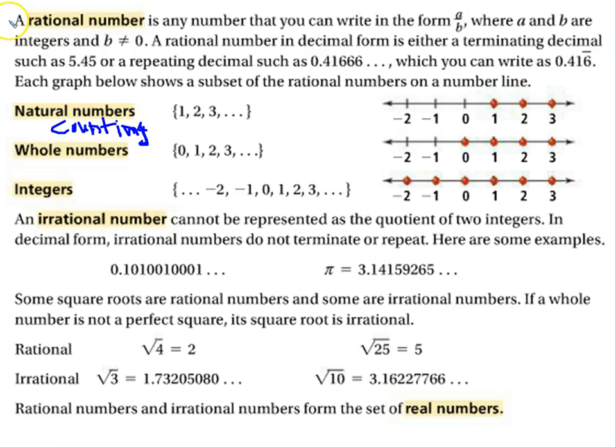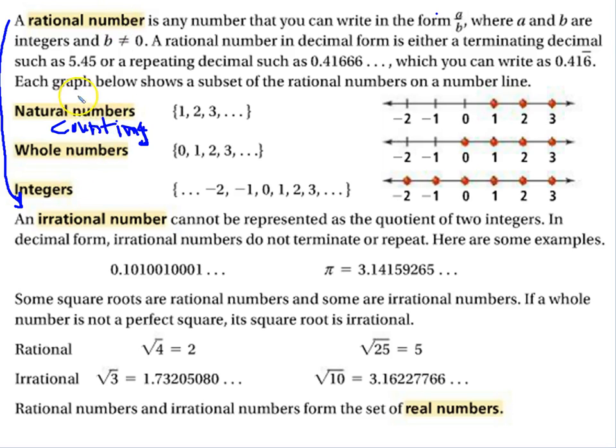Now, this actually comes down here, because that's the next category of numbers. They're called rational. Rational numbers are any numbers that can be put into the form of a over b, where a and b are integers, and b cannot be equal to 0. So anything that can be written as a fraction will be a rational number. It could be a decimal that ends, I can write that as a fraction, or one that repeats, I can also write that as a fraction. So that's a rational number.